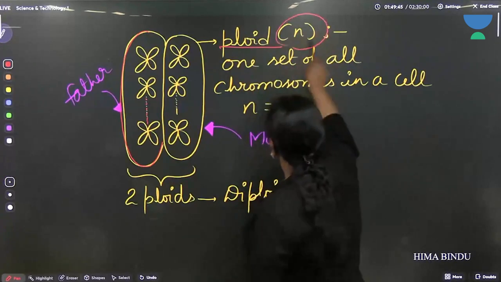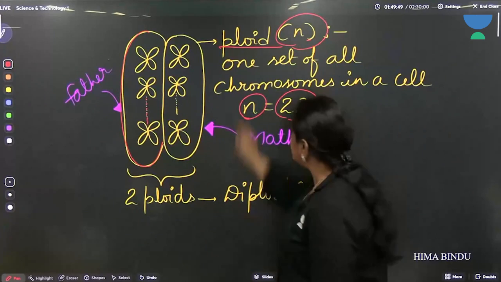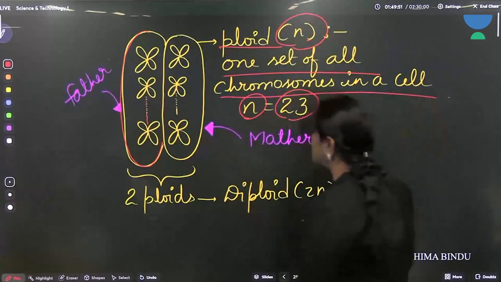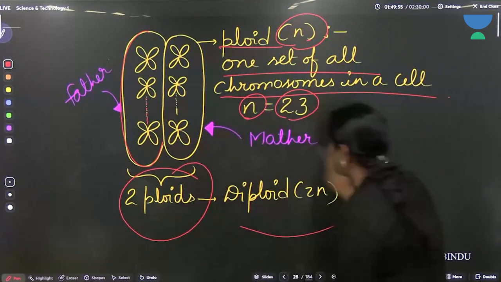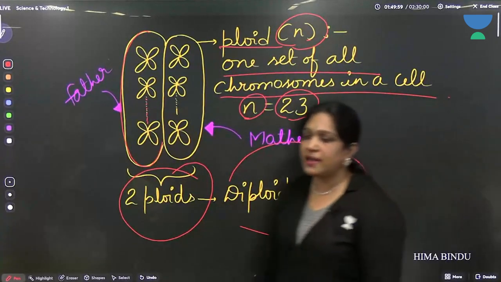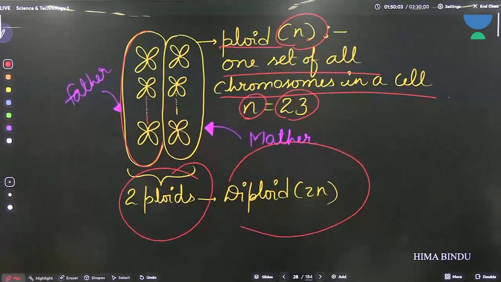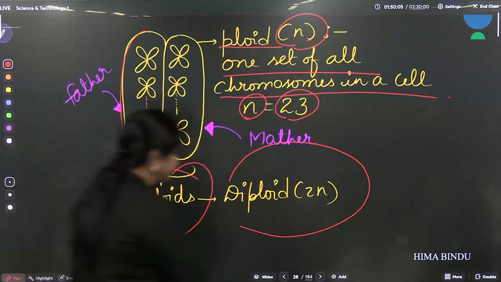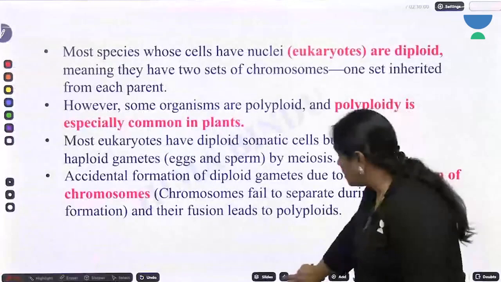Ploid is represented with the letter N. N is equal to 23. It is one set of all chromosomes in a cell. So there are two ploids. Therefore, human beings are diploid. Not only human beings, all animals are diploid. And most of the plants are also diploid. Okay? Then, next.